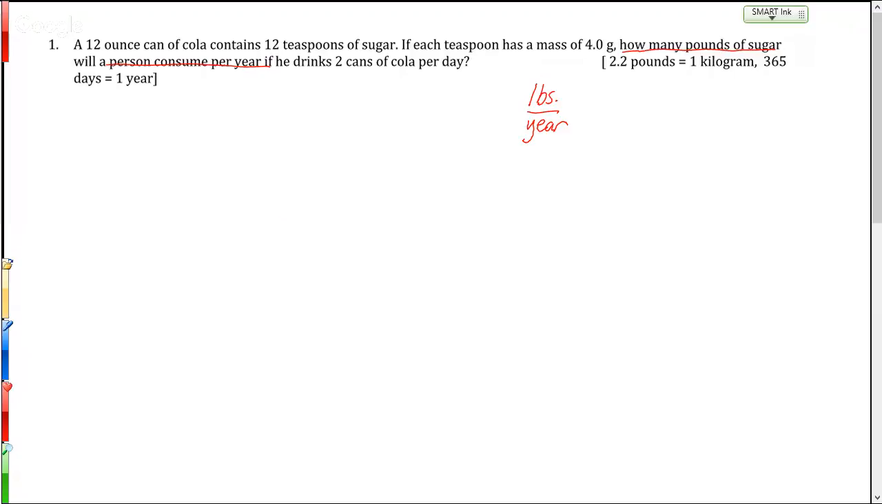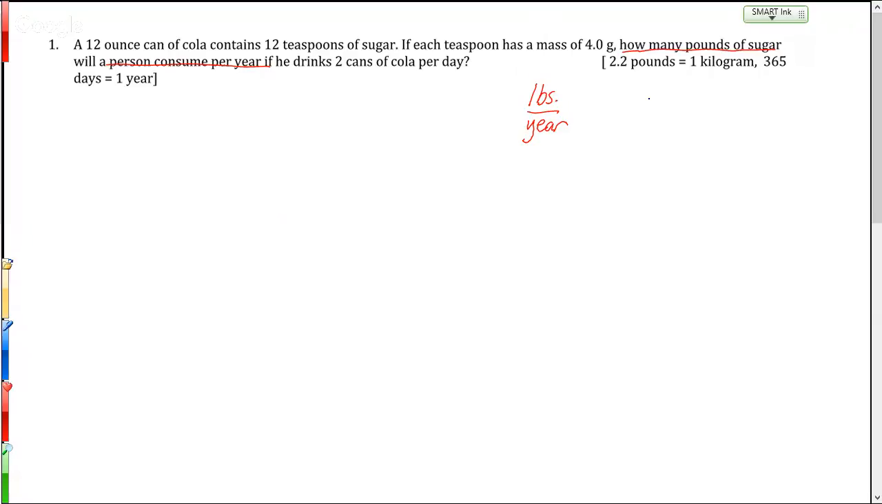All right. So what are we starting with? What kind of a unit are we starting with? Yeah, well, we can start in a couple places. We can start in grams per teaspoon. Okay. We can start in teaspoons per can. I think it makes most sense here to start with teaspoons per can. And the reason is this. Each teaspoon has a mass of 4 grams.